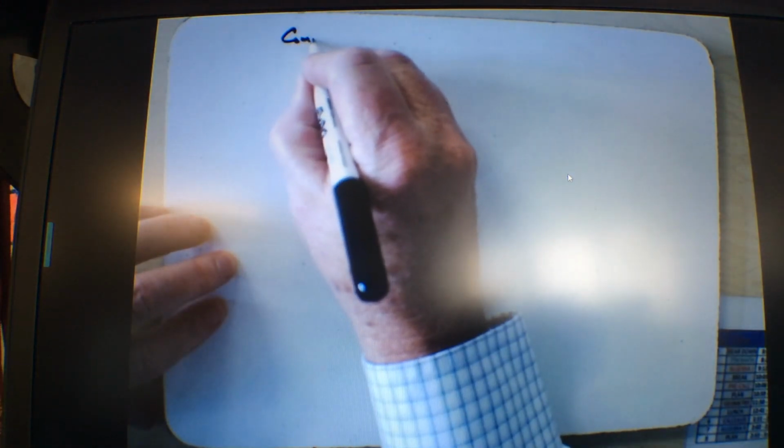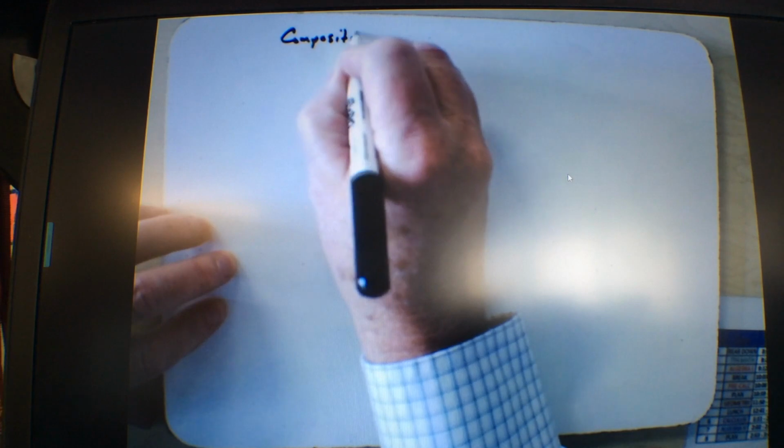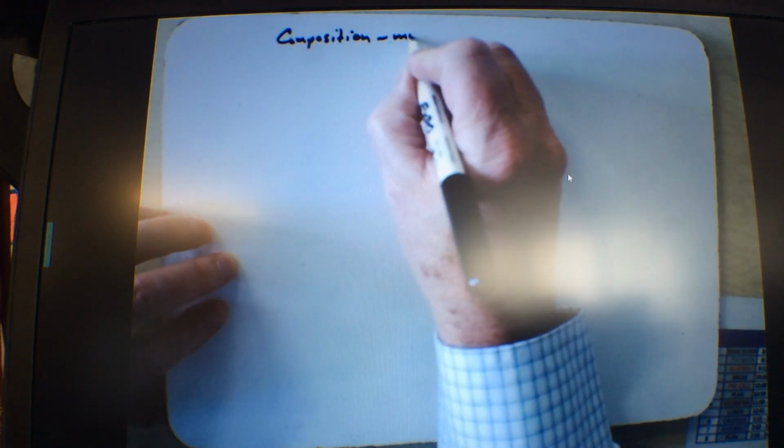Okay, this is section 3.4, composition of transformations. So we're going to do more than one transformation today. We're on page 249, section 3.4 in geometry. And the word composition, if you look at it in music, means more than one.